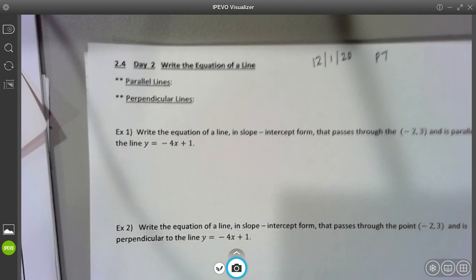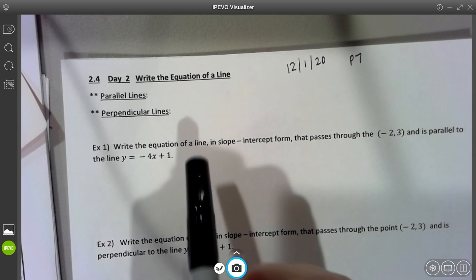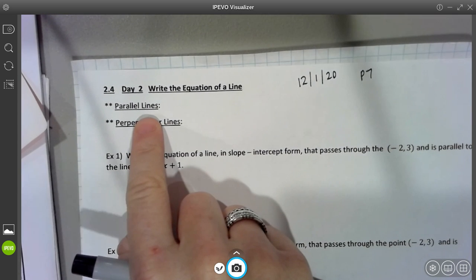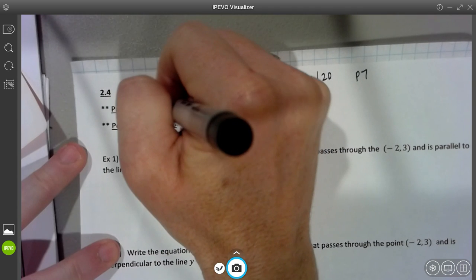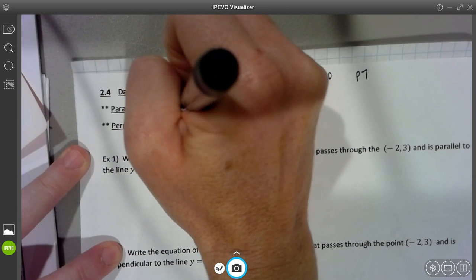All right, so guys, before we start, really quick, at the top of yesterday's notes, we have to remember parallel lines. These are lines that never meet because their slopes are exactly the same. If you are parallel lines, then you have the same slope.